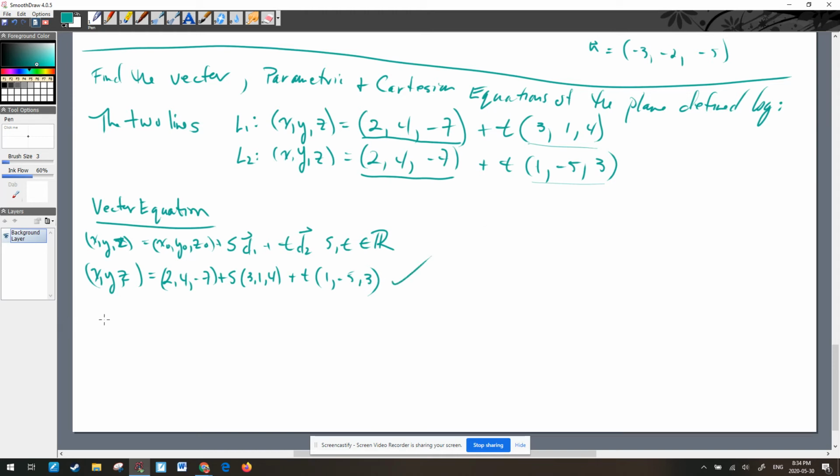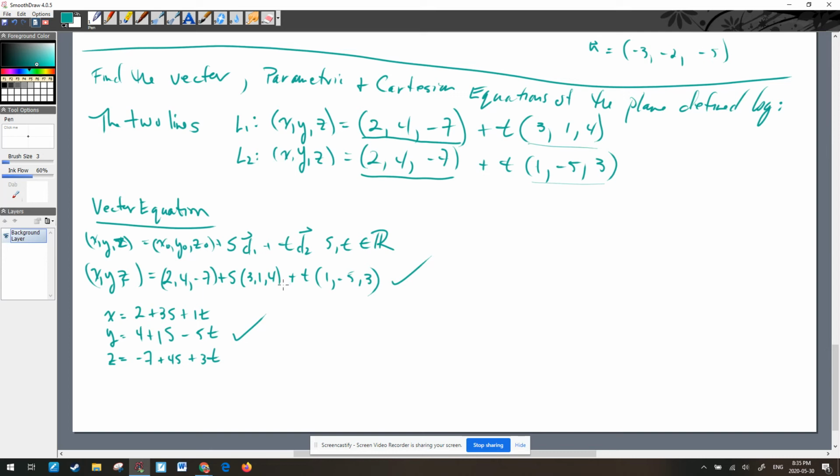How about we get our parametric equations? Well, it's going to be x is equal to 2 plus 3s plus 1t, and y is equal to 4 plus 1s minus 5t. And then we're going to have z is equal to -7 plus 4s plus 3t. Okay, so there is the parametric form.